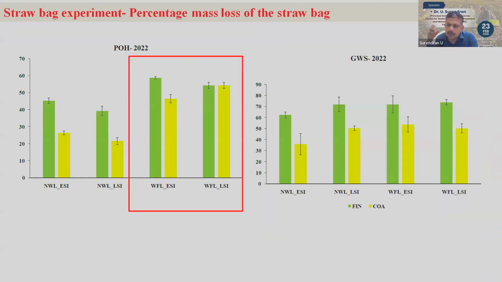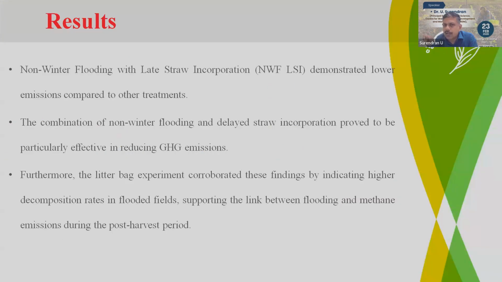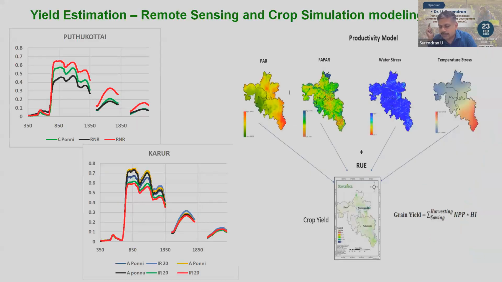So how can that be controlled? We tried different management strategies, like straw bag experiments, and found how the straw is decomposing. We found that non-winter flooding with late straw incorporation demonstrated lower emissions compared to other treatments. We tried this in India as well, with different management practices like alternate wetting and drying, nutrient management, and other practices.